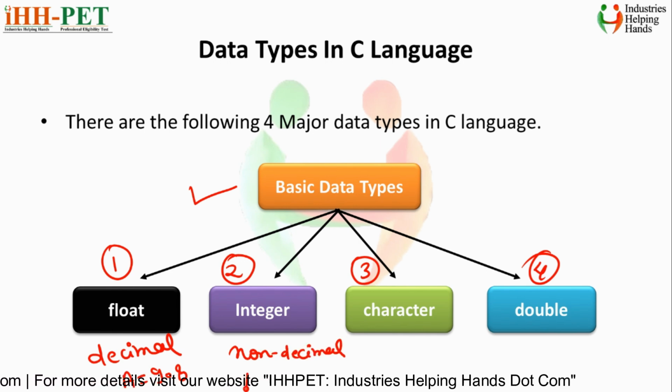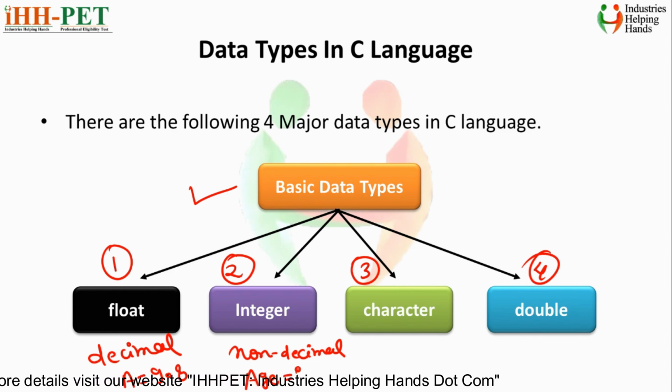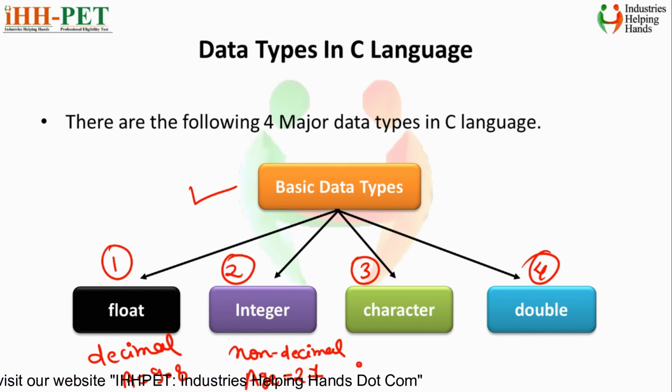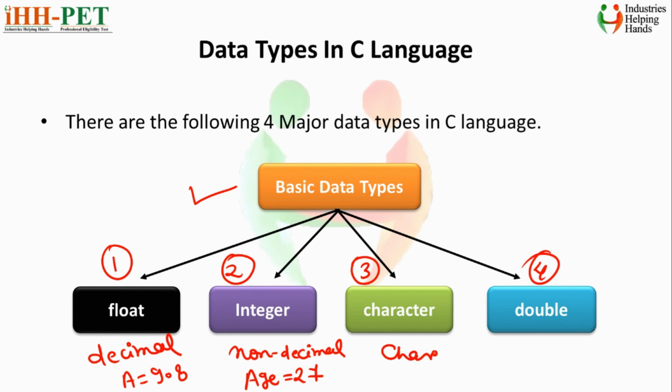Non-decimal value like age is equal to 27. Age will never be in decimal, because we always say I am 27 years old, I am 29 years old, but we never say I am 29.3 years old. So an integer value will be used to represent the age of a person. In character, you take input as a character.